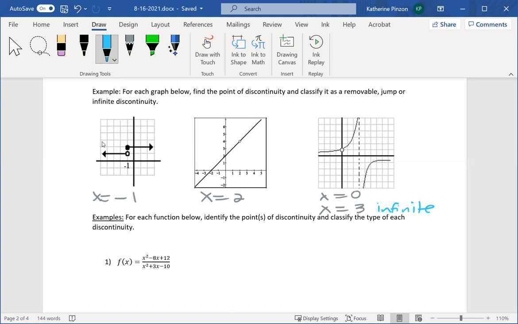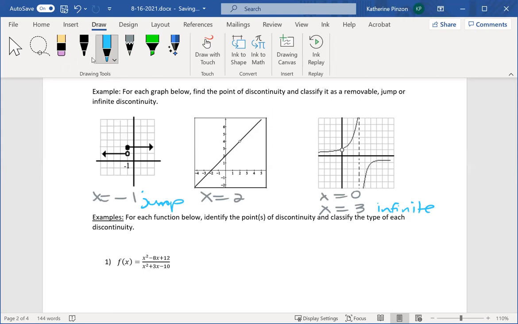Okay, how about jump discontinuities? Do we have any jump discontinuities up there? The first one's a jump discontinuity, the place where that limit doesn't exist. Okay, the last 2 look exactly the same.